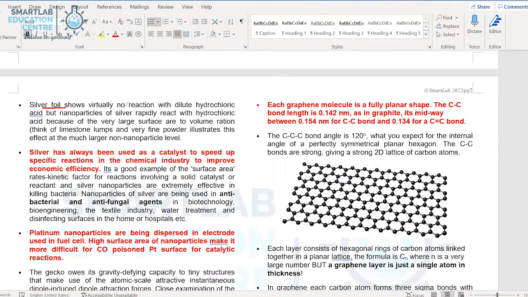Silver foil will virtually have no reaction with dilute hydrochloric acid. However, nanoparticles of silver rapidly react with hydrochloric acid because of their large surface area to volume ratio. And nanoparticles of silver are extremely effective in killing bacteria, and they are known to be effective anti-fungal agents.